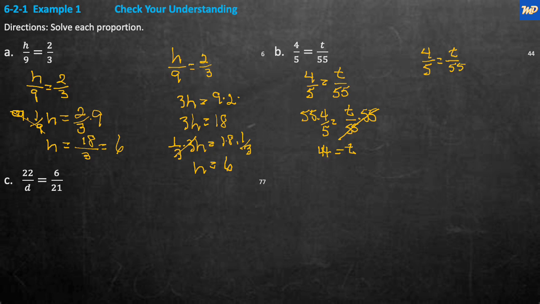And this way we're going to say 4 times 55 is equal to 5 times t, right? The cross product right here, 5 times t, and the 4 times 55. 4 times 55 is 220.